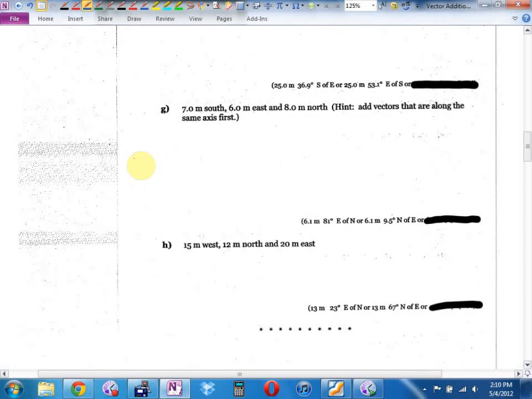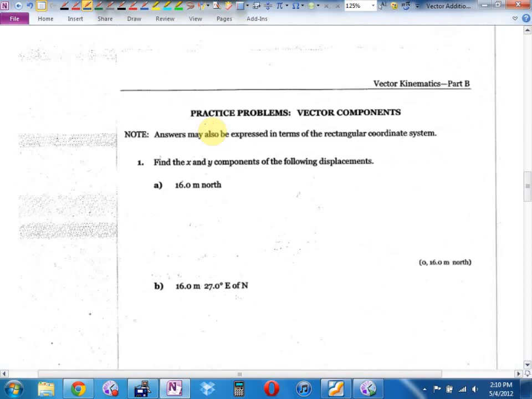These ones are a bit tricky, but there is a hint, because now you're adding 3 vectors. It says, add the vectors that are along the same axis first. Add your north-souths together, because you can do that in your head and make it 1 vector. Add your east-wests together, make it 1 vector. And now you're adding 2 vectors. How do I add 2 vectors? Draw them tip to tail. And do some trig.